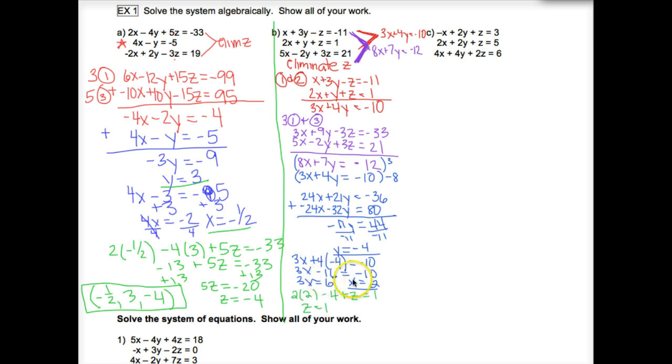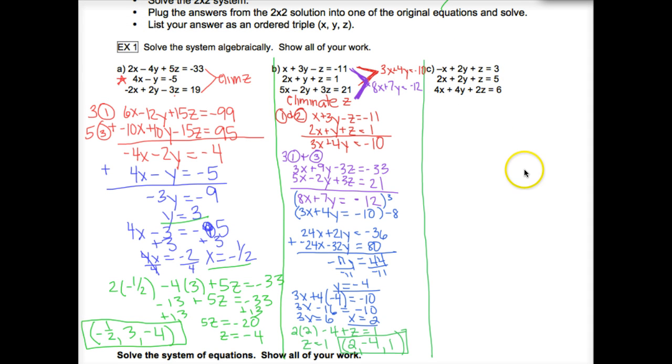My ordered triple then, x is 2, y is negative 4, z is positive 1. Again, please plug these in. 2 minus 12 would be negative 10. Minus 1 is negative 11, so it works. 4 minus 4 is 0, plus 1 is 1. 5 times 2 is 10. 10 plus 8 is 18. Plus 3 is 21. So I have checked it. I know that it's correct. I'm good to go on it. All right.